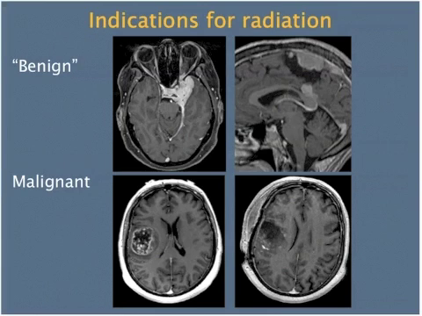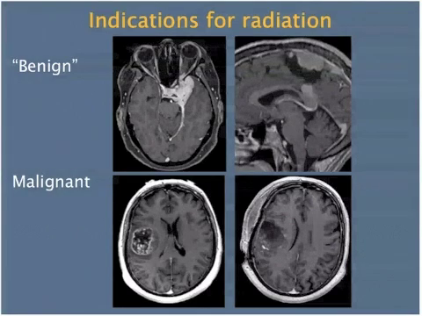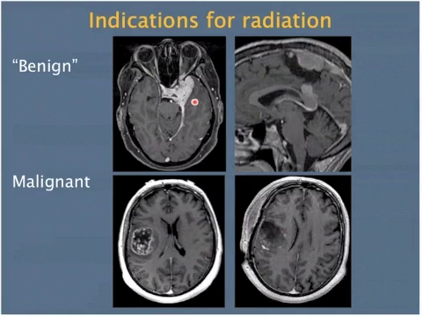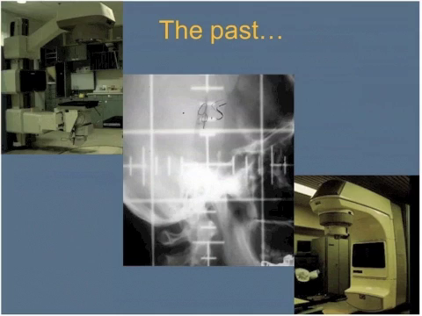So on to the indications. Well, we'll hear about both benign and malignant tumors. In terms of benign tumors, radiation may play a role for tumors that are unresectable, such as this cavernous sinus meningioma, or recurrent, such as this recurrent convexity meningioma, which is an atypical meningioma, and also in the management of malignant brain tumors, where the risk of recurrence with surgery alone is significant.